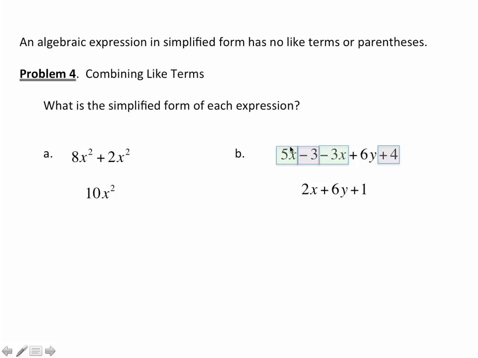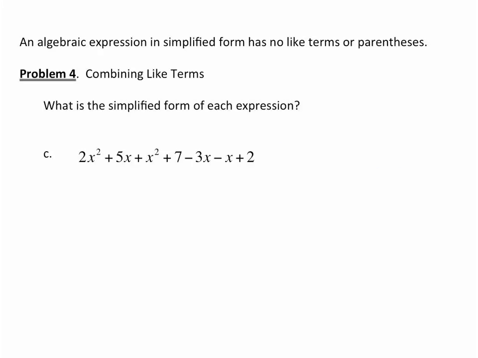So if you just do the operations, 5x minus 3x, notice I took the sign with the negative 3x. So whatever sign is right next to the number is what it is. 5x minus 3x is positive 2x. Negative 3 plus 4 is 1. 6y doesn't have a partner, so it just comes down. You can write it in any order you want. Typically, the variables are written in alphabetical order, and the constants are usually written at the end. But any form would be fine.